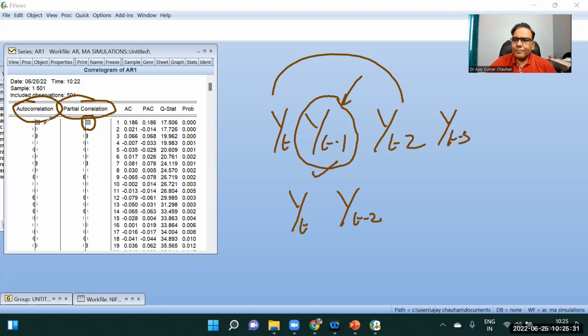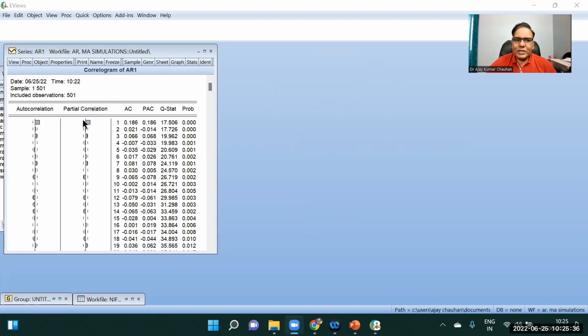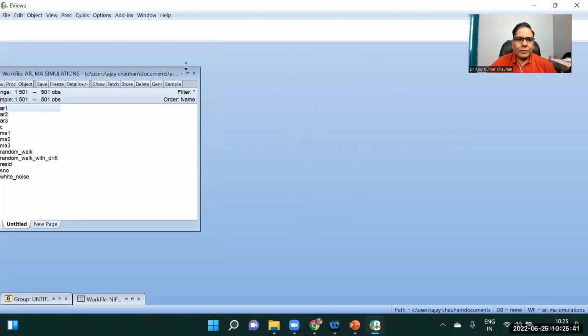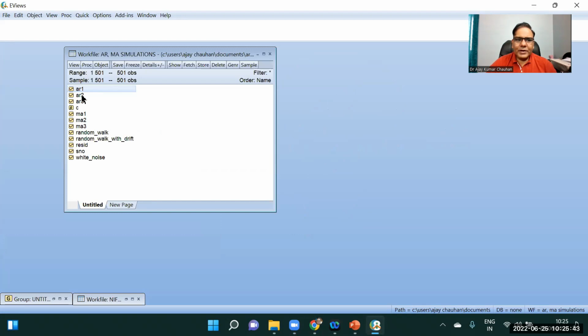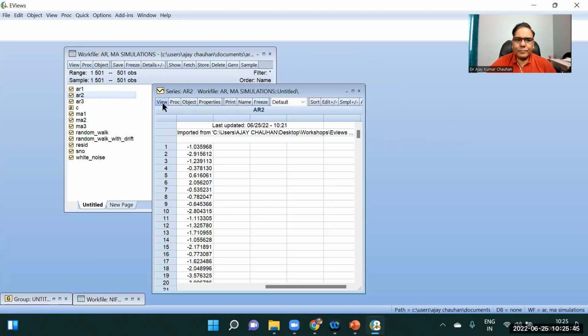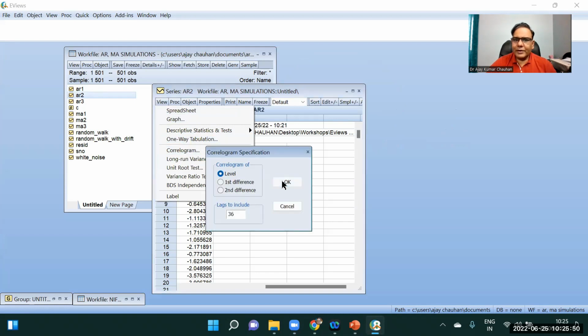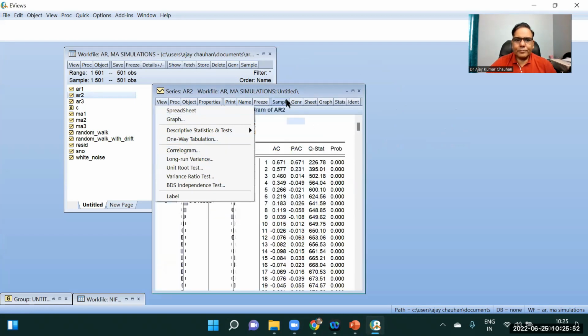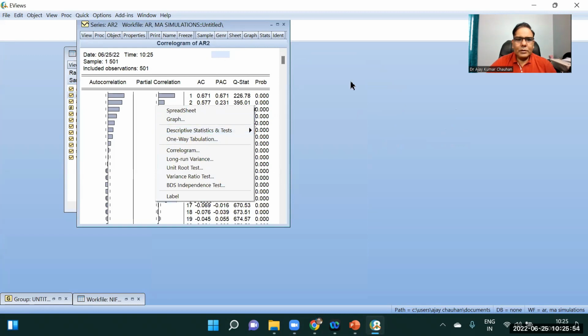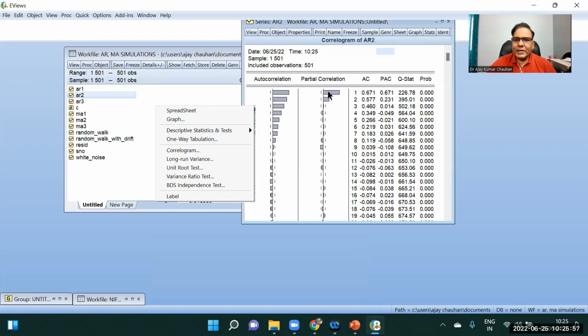Now see carefully, how many spikes are significant in AR1? Only one. If I click on the AR2 series, now tell me how many spikes are significant. So you can tell me how many spikes are significant. 2. So when 2 spikes are significant, it means the series is an AR2 series.